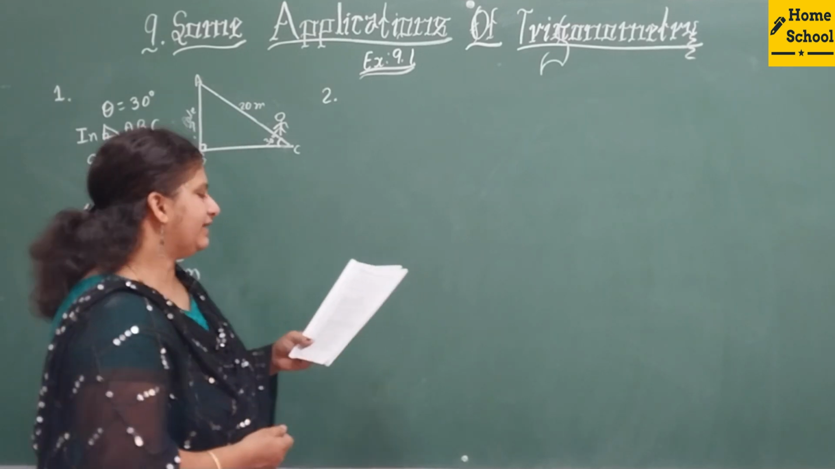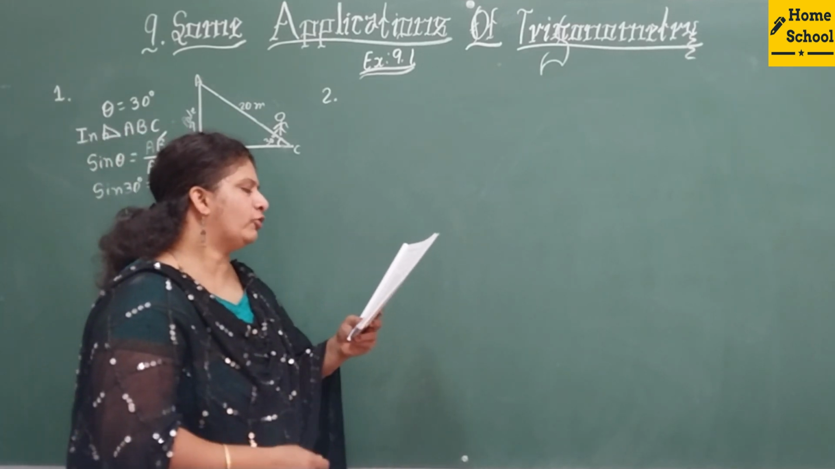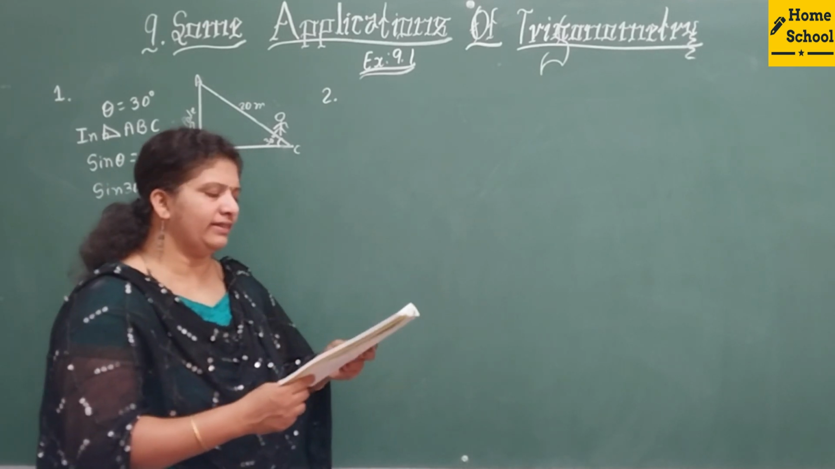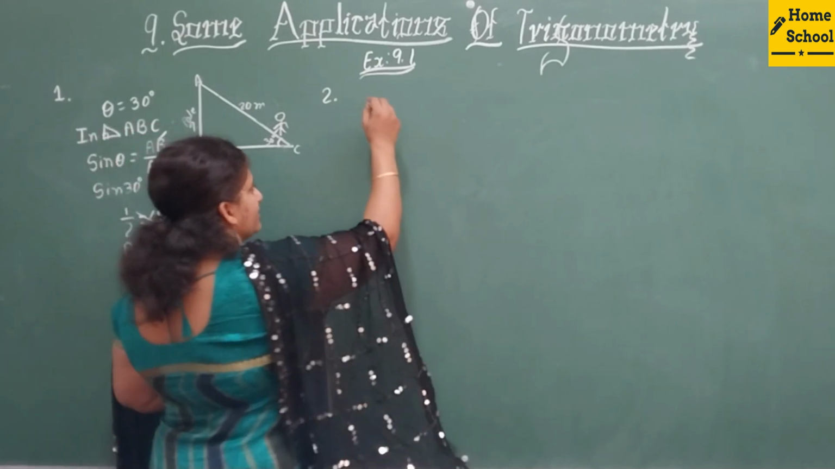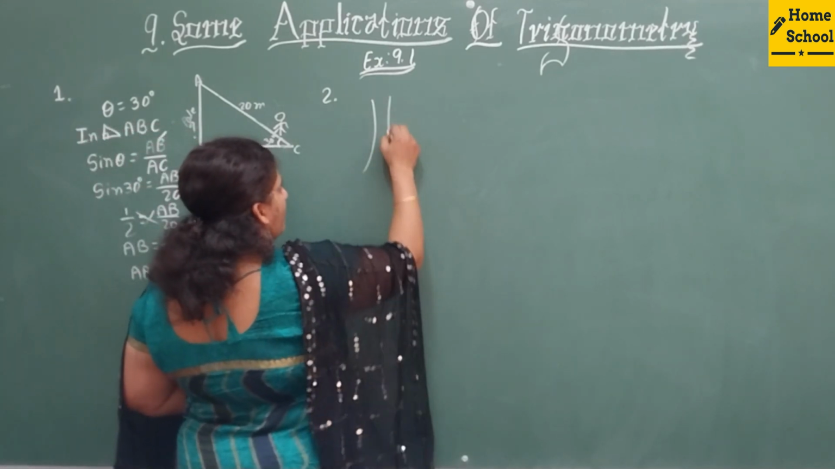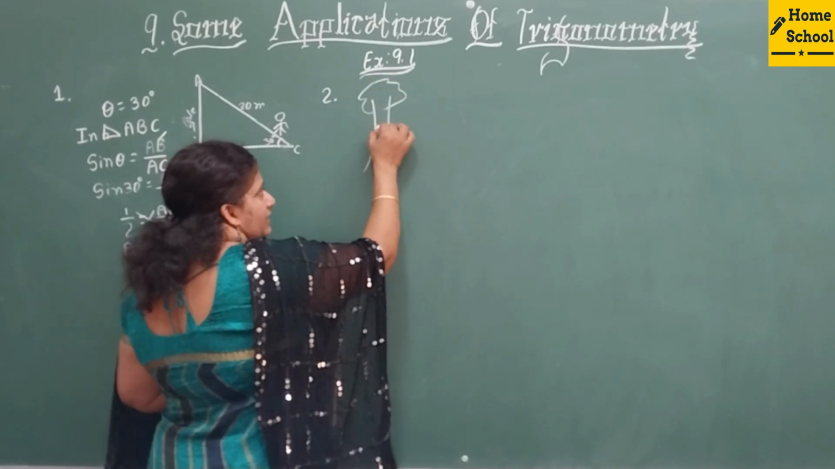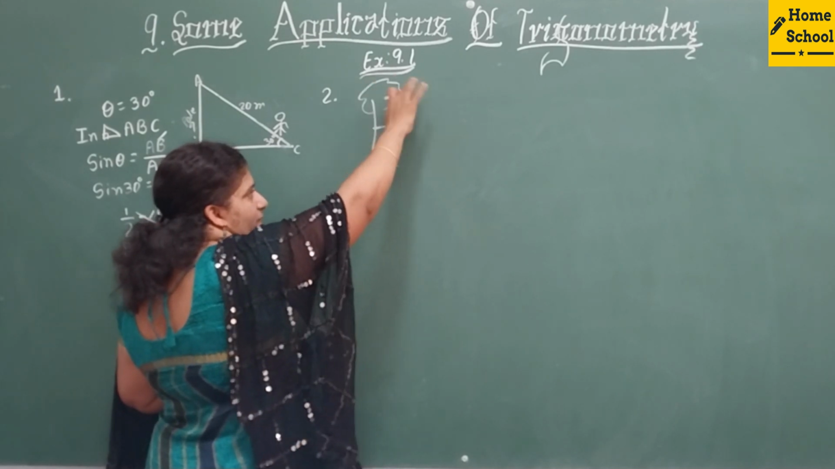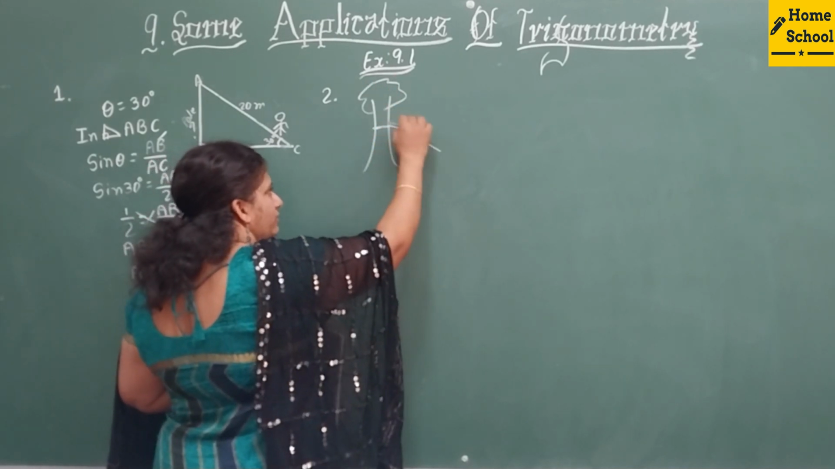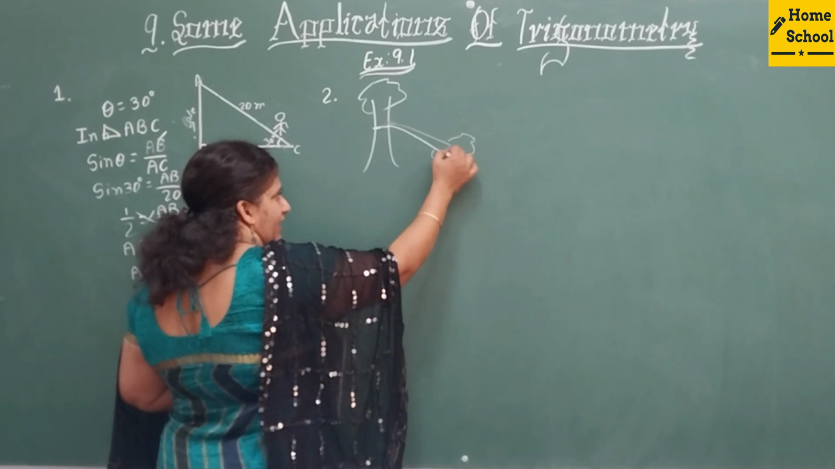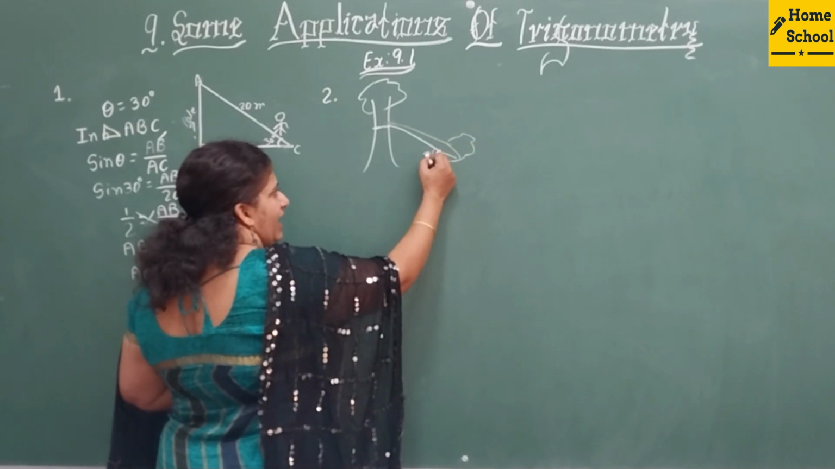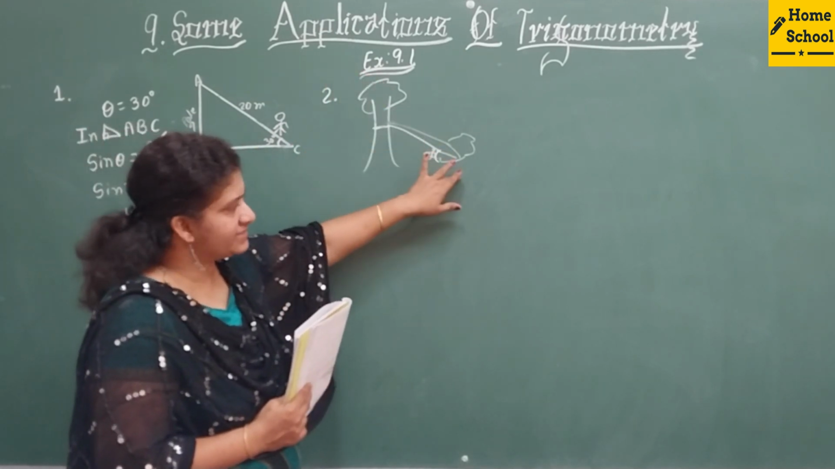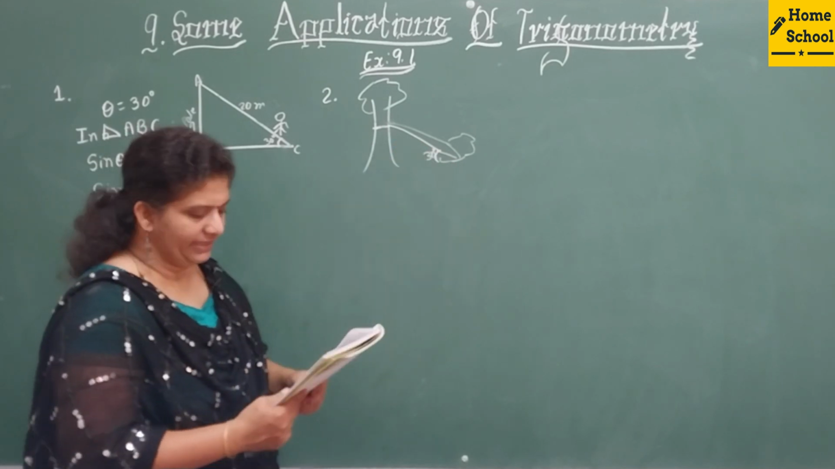Second problem. A tree breaks due to storm and the broken part bends so that the top of the tree touches the ground, making an angle 30 degree with it. So first let us take a rough figure. Imagine this is a tree. The tree is broken due to storm at this part. So what happens? This part bends down, okay, and the top of the tree touches the ground, making an angle 30 degree.